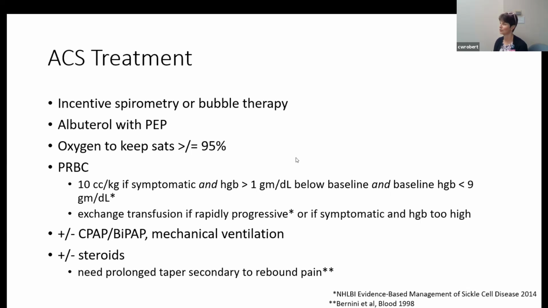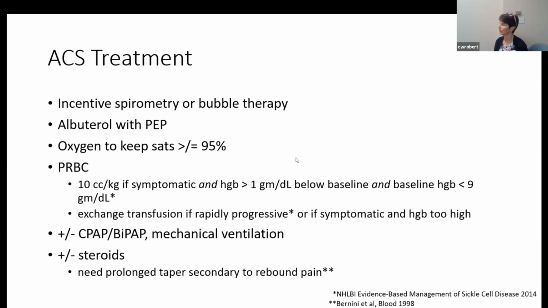If their hemoglobin is too high, though, like if it's an SC maybe, or a sickle beta plus thalassemia patient, or a patient with SS who's got really, really severe acute chest, then those patients need an exchange transfusion. So you're taking off blood, but putting back in blood.